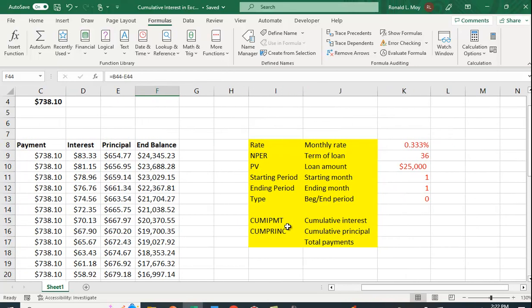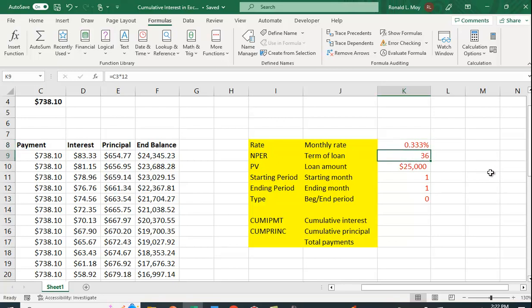Or you can use the functions in Excel. CUMIPMT is the cumulative interest, and CUMPRINC is the cumulative amount of principal. And then I'll sum them up so we see how much we've paid in total. So right here, I've converted this annual rate to a monthly rate by dividing the 4% by 12.